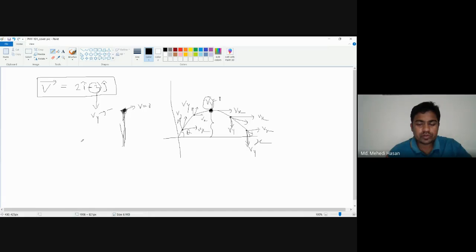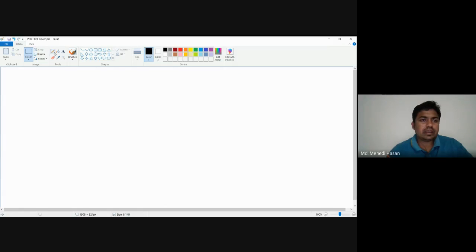Is it clear to you? Yes, sir. So a conceptual question will be like that: say velocity is given at a certain point, you have to tell whether that particle has crossed the highest point or not. So these are the main ideas about projectile motion. Do you have any question regarding projectile motion? If there is no question, then I will go to the next topic, which is circular motion.